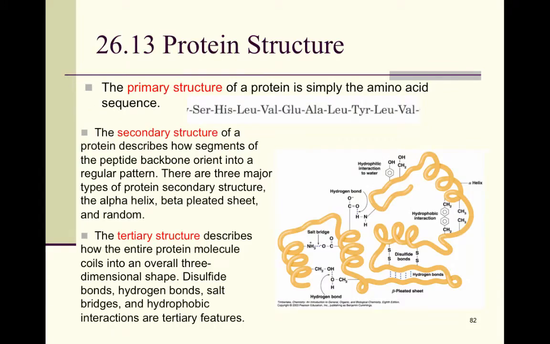Looking more into the protein structure, primary structure of a protein is simply the amino acid sequence. What order are they in? The secondary structure of a protein describes how segments of a peptide backbone orient into a regular pattern. There are three major types of protein secondary structure. They're alpha helix, which is that coil shape that we can see over here. So there's some alpha helix through here. Beta pleated, and this picture doesn't show beta pleated very well. That would be like a fan folding, and then the third one is random. So alpha helix, beta pleated, and random.